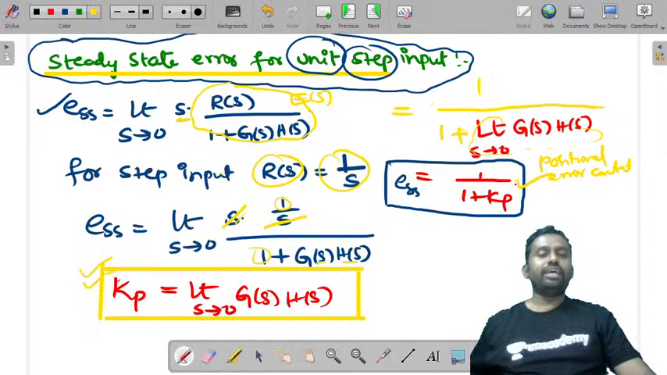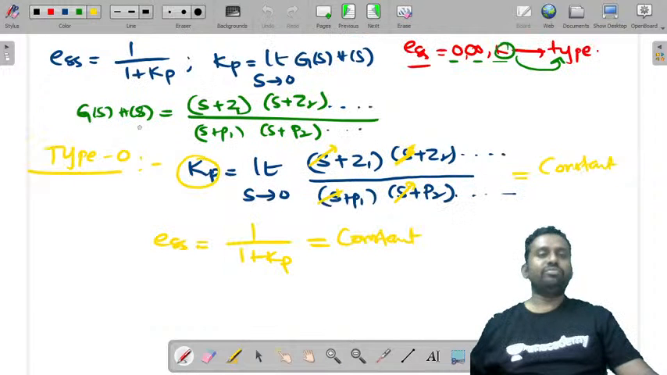So that kp value will also change, and as kp value changes, ess is dependent on kp, so ess value will also change. So based on g of s into h of s, kp value will change, and in turn ess value will be changed. For different types, g of s and h of s is different, so we are considering type 0 first.